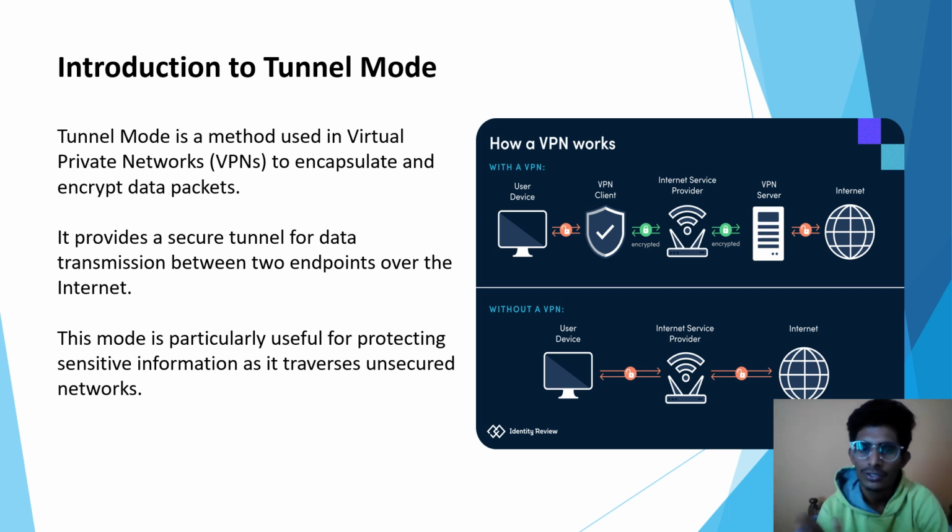Without using a VPN, how is the data transmitted between the two devices? We have a user device and we need to send the data to the internet, and internet service is provided in between, but the data is not encrypted. It is not secured. We can't predict whether it will be transferred securely from the user device to the internet. Someone may access it. That's why, with a VPN and without a VPN, there is so much difference.